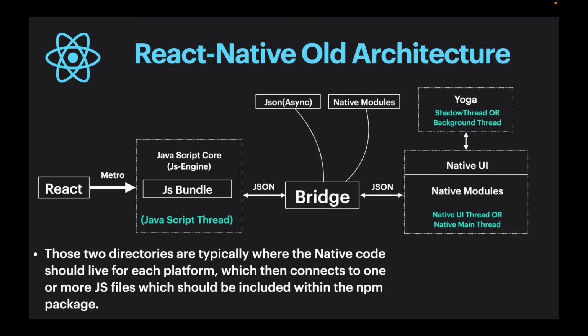So these two directories are typically where native code should live for each platform. iOS code will live in the iOS directory and Android code will live in the Android directory, and they communicate with JS code with the help of these directories. So it's a bridge in React Native.